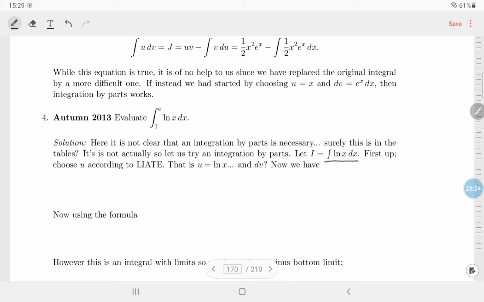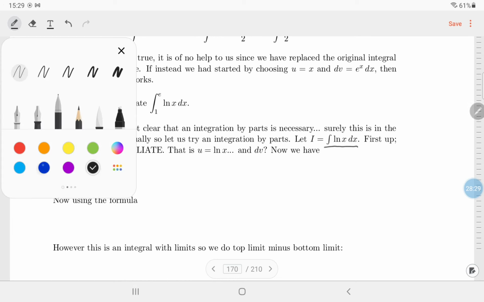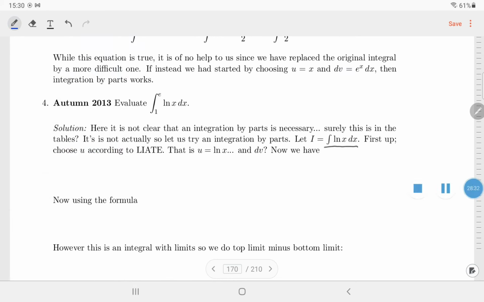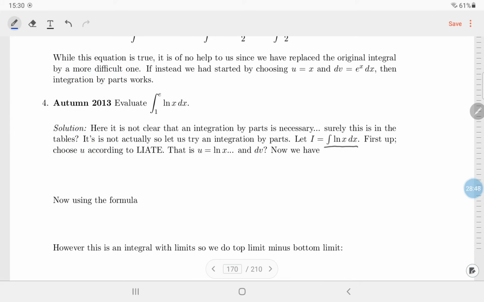So pick u according to LIATE. Is there a log? Yes. So the L, log, is there. So u should be log of x, and what's left with dx is dv. So let's write down our formula: the antiderivative of u dv is equal to u times v minus the integral of v du.